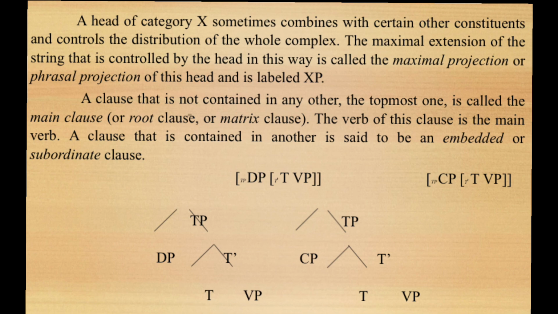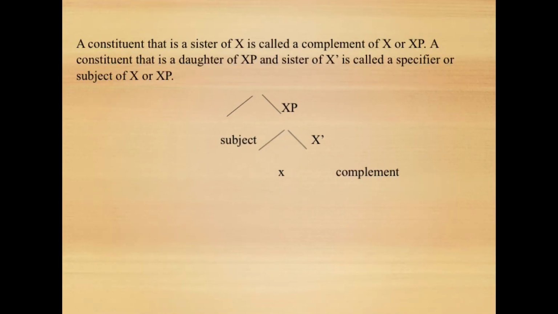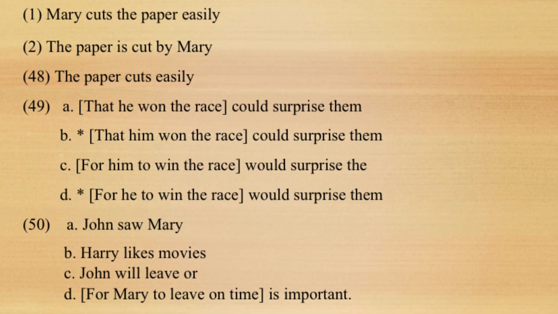In general, our convention for labeling constituents will be this. A head of category X sometimes combines with certain other constituents and controls the distribution of the whole complex. The maximal extension of the string that is controlled by the head in this way is called the maximal projection or phrasal projection of this head and is labeled XP. The DP or CP sister of T bar is called the subject or specifier of T. We use these notions in the structural sense. The subject of the TP is the constituent which is a sister of T bar and the daughter of TP. The VP sister of T is called the complement of T. We will use these structural configurational terms to refer to constituents like this for all categories: X, XP, subject of X, and X complement.